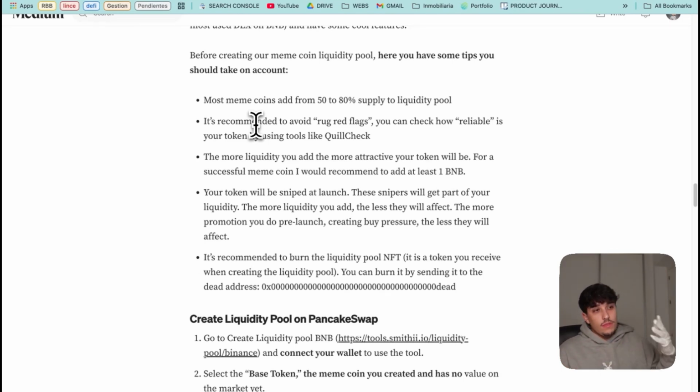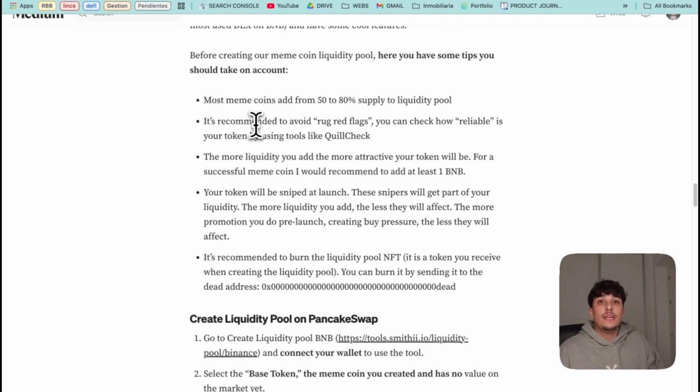And as I said again, a really important recommendation will be burning or locking the liquidity pool NFT or token that you receive in order to make it look legit. When you create the liquidity pool, you receive a token, and you can use that token to remove the liquidity. So you withdraw the liquidity from the pool and you get that money back, and people lose their money. That looks like a red flag, and people won't buy your token if they see that could happen. This is important, and we will do that also later.